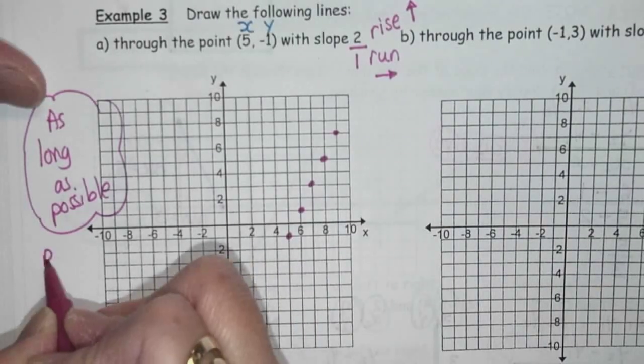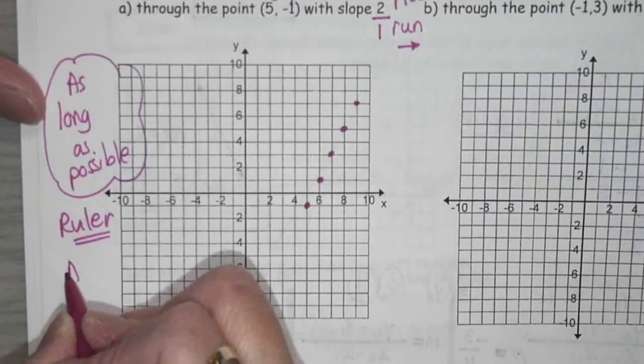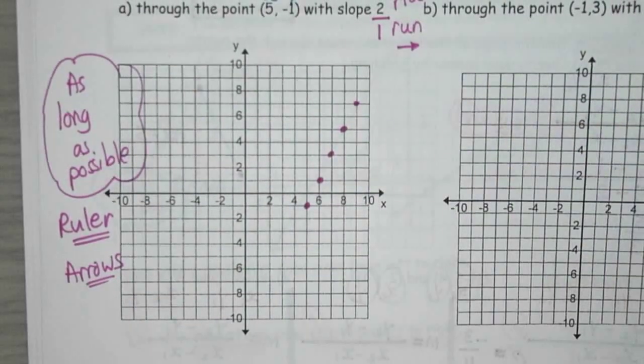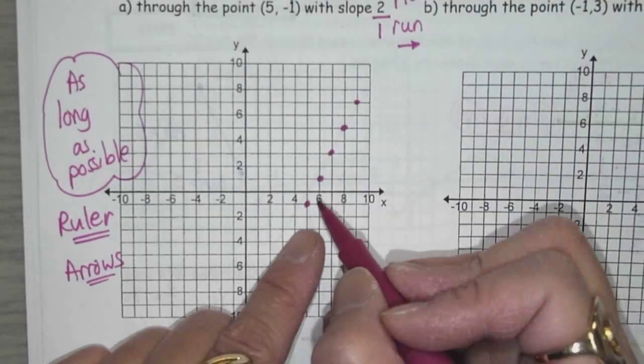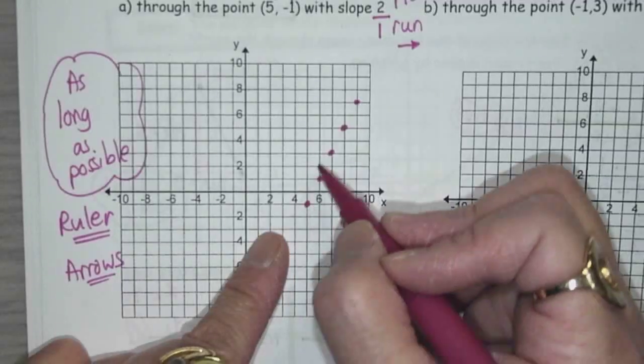I always want you to use a ruler, and I want you to put arrows on the end because the arrows tell me that you could have continued the pattern. So now, the pattern continues to the right. Can it continue this way? So now you know the pattern to the right.